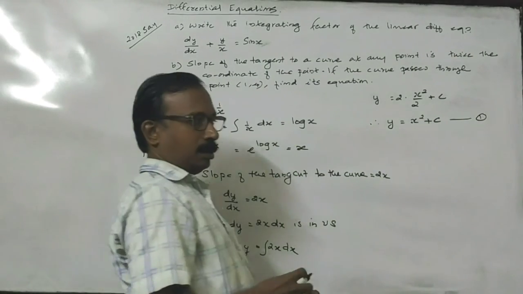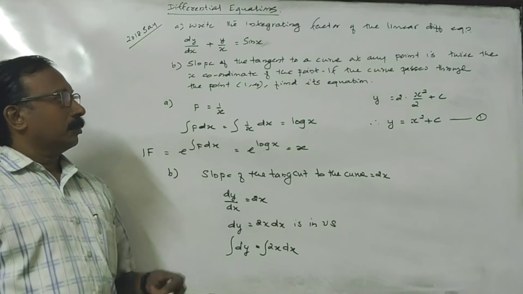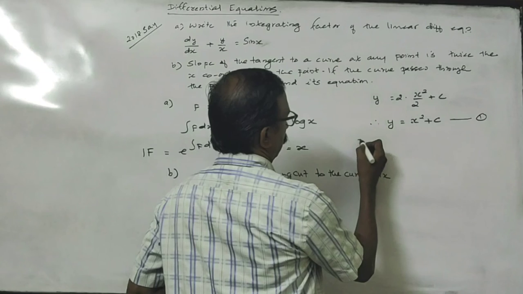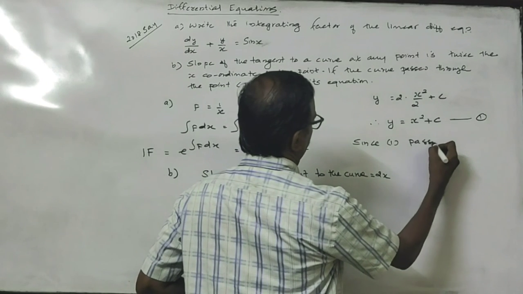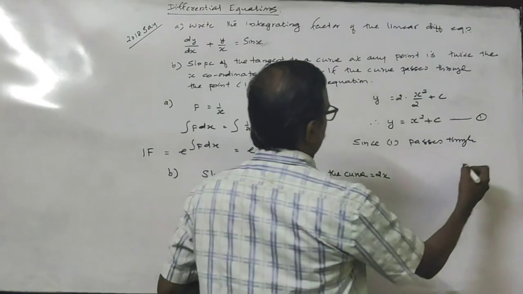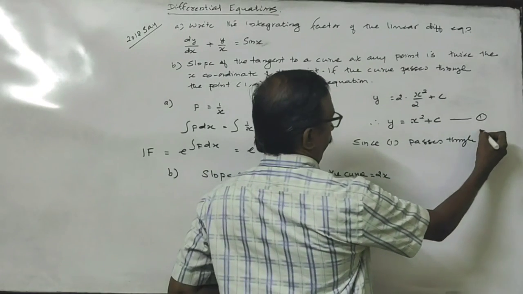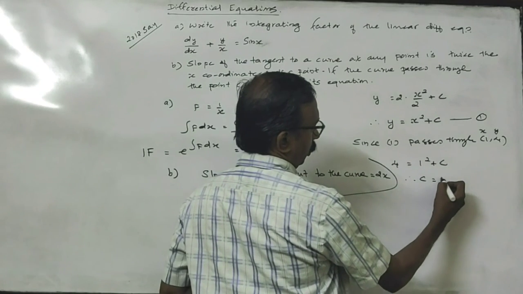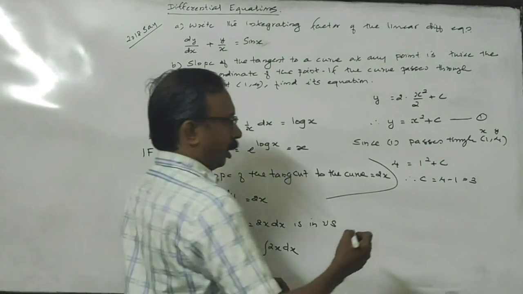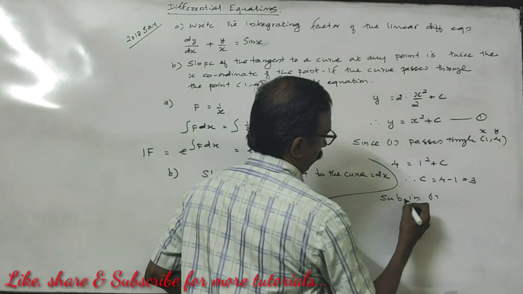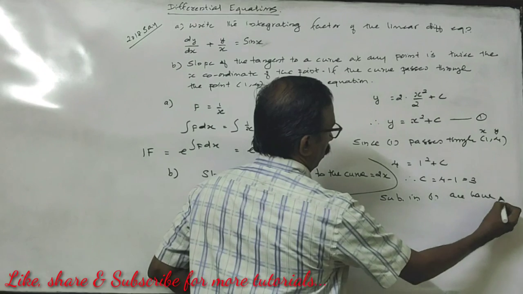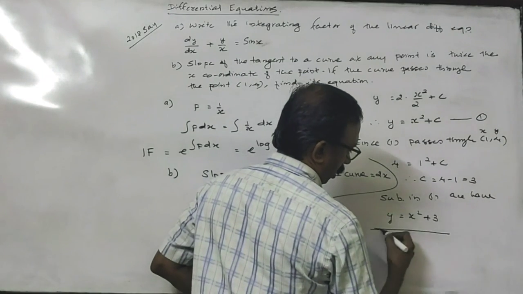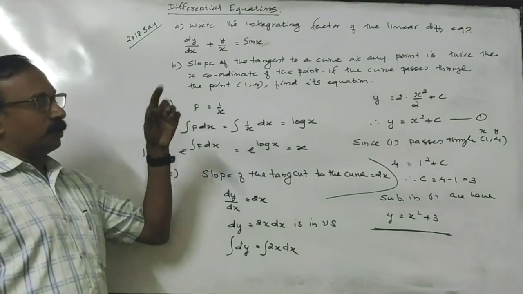This is equation number 1. This is the general solution of the differential equation. But in this question, we want to find the particular solution because the curve passes through the point (1, 4). Here x is 1, y is 4, so 4 is equal to 1 square plus c, and therefore c is equal to 4 minus 1, which is 3. Substituting in equation 1, we have y is equal to x square plus c; instead of c, write 3. This is the equation of the curve, isn't it?